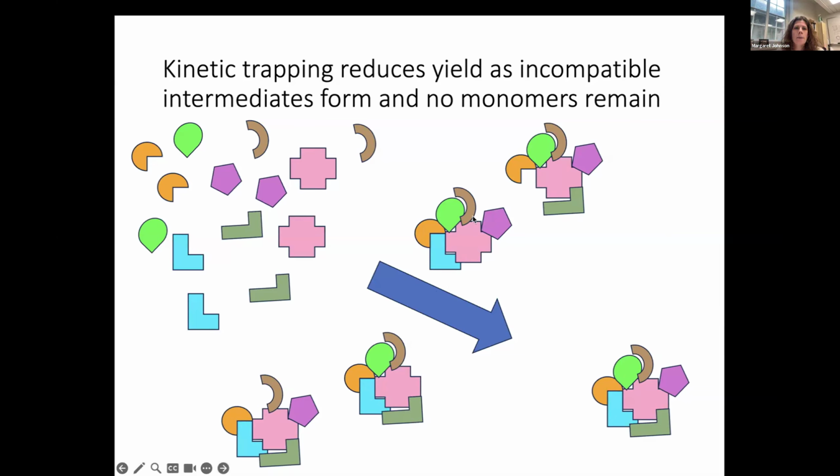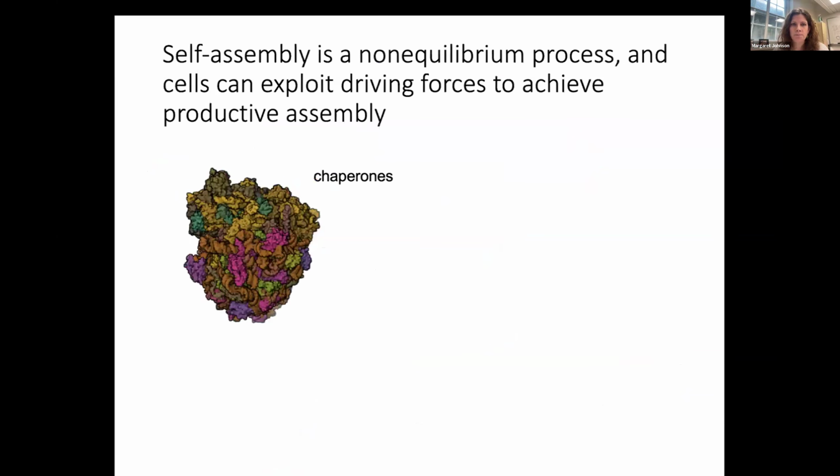And I should say, in the modeling that we're doing here, we emphasize there are no mistakes being made. None of the subunits are binding in the wrong place. They're all binding to their correct partners. The only reason you get trapping is because of monomer starvation. And again, this is very easy to do if you have lots of intermediates.